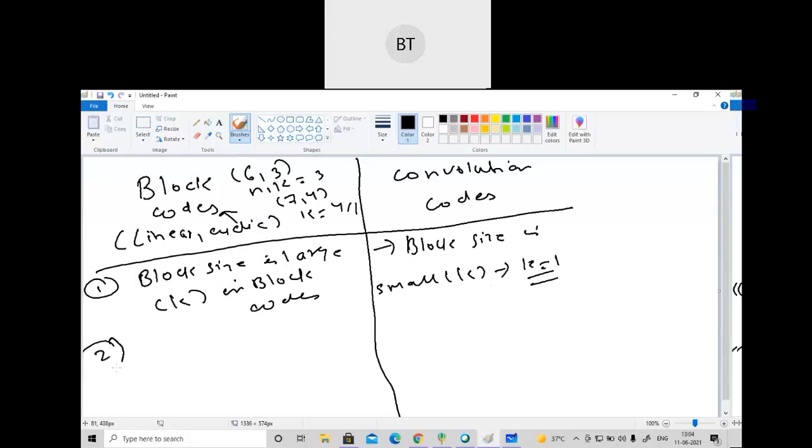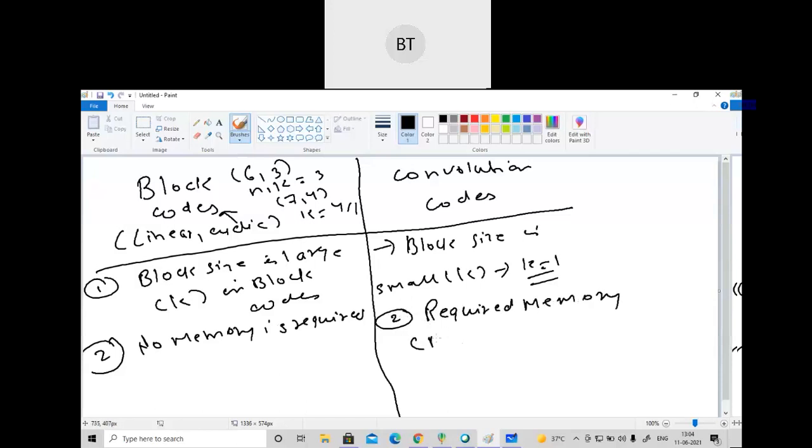The second difference is that in block code no memory is required. So we don't want any additional memory here. But in the convolution code, memory is required. The present state is dependent on the previous state. Slowly by slowly we will see how we are dealing with this. Actually, convolution codes are very interesting, and they are very important also.